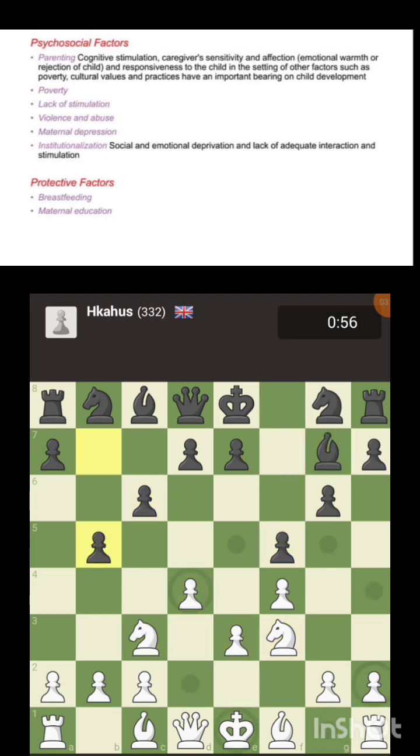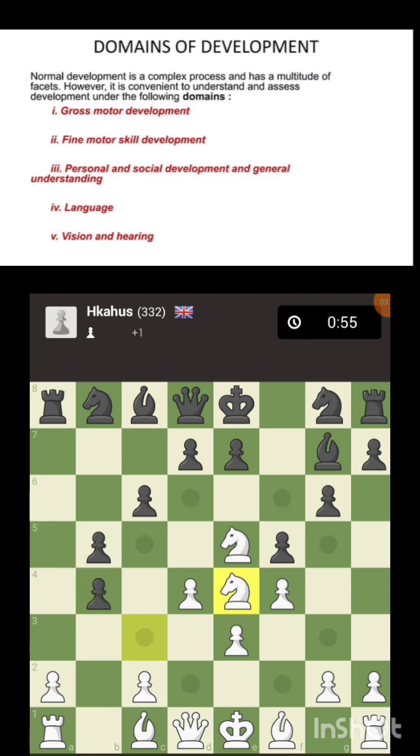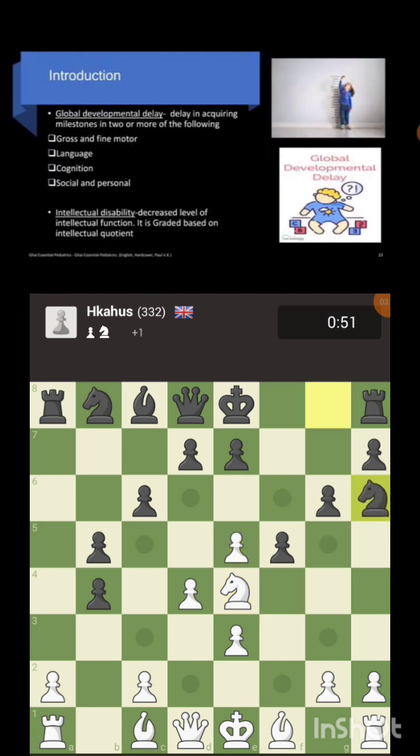Okay, so domains of development, you have four domains: gross motor development, fine motor development, social development, and of course language development. Next we have developmental delay in any of the four domains which we have told. Intellectual disability is decreased level of intellectual function. It is graded based on intelligence quotient.